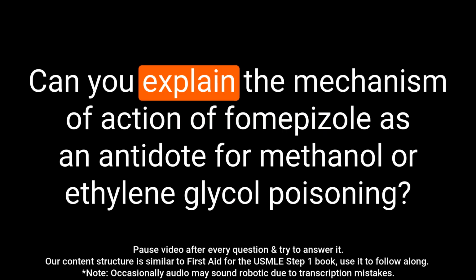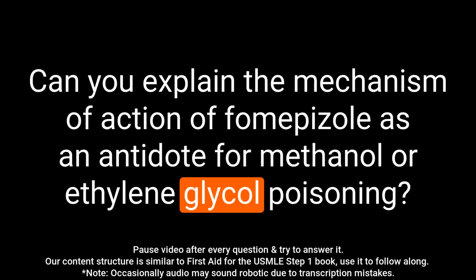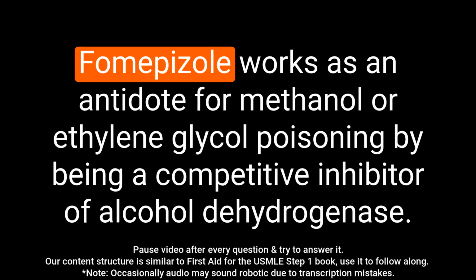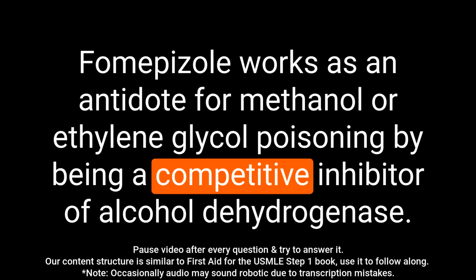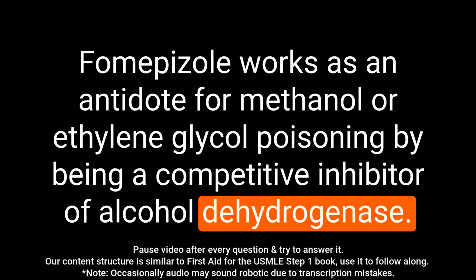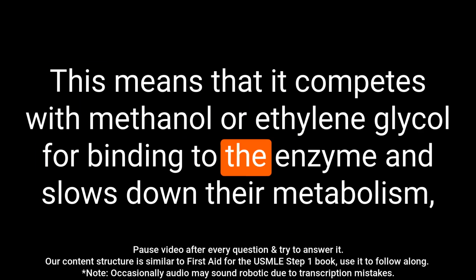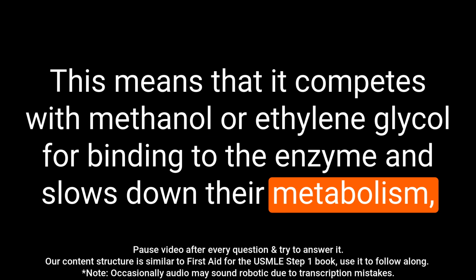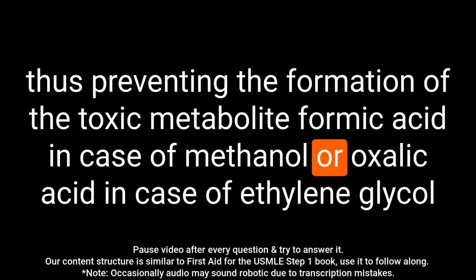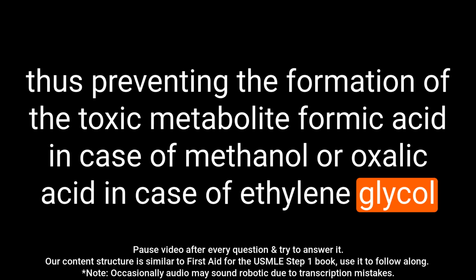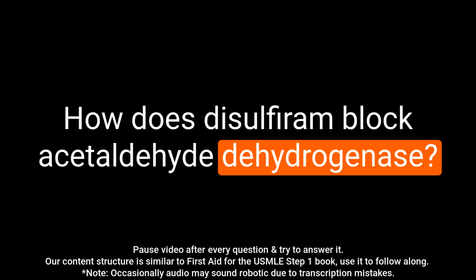Question: Can you explain the mechanism of action of fomepizole as an antidote for methanol or ethylene glycol poisoning? Answer: Fomepizole works as an antidote for methanol or ethylene glycol poisoning by being a competitive inhibitor of alcohol dehydrogenase. This means that it competes with methanol or ethylene glycol for binding to the enzyme and slows down their metabolism, thus preventing the formation of the toxic metabolite formic acid in case of methanol or oxalic acid in case of ethylene glycol.